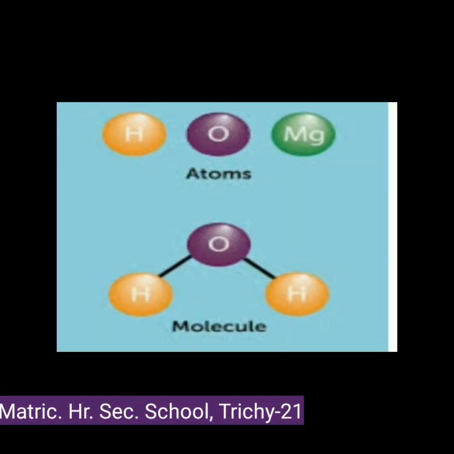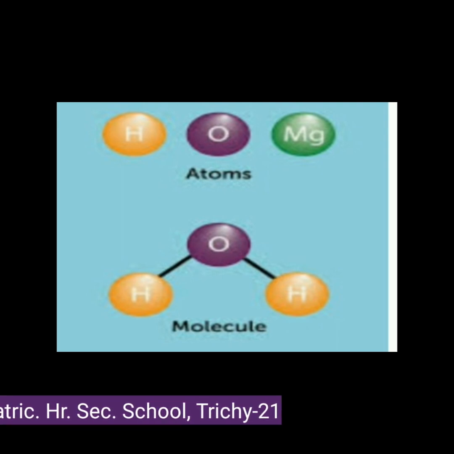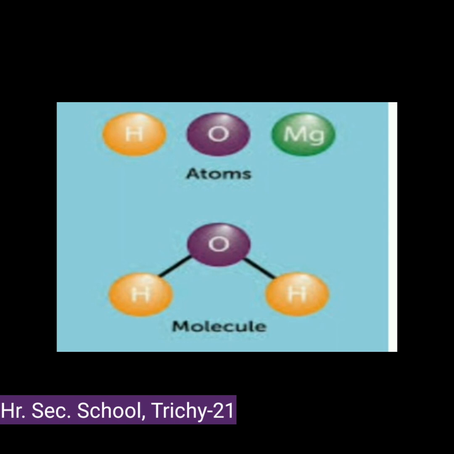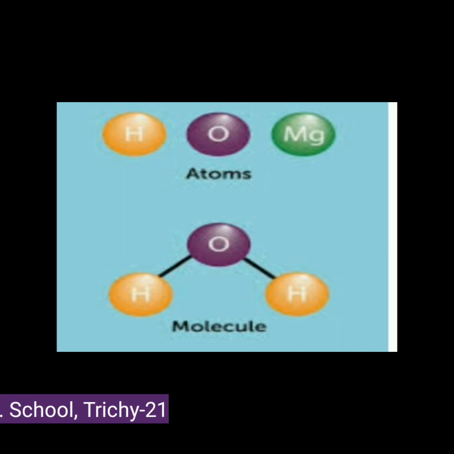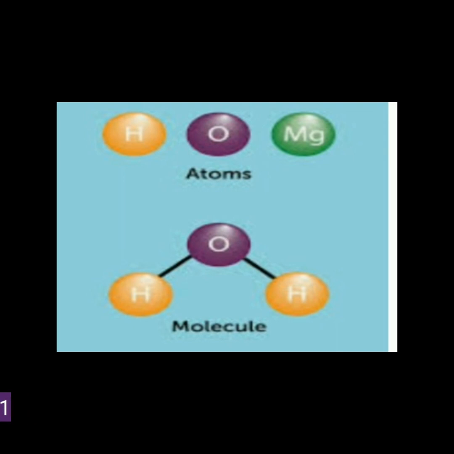So an atom is the smallest unit of an element. For example, hydrogen, oxygen and magnesium. A molecule is the smallest unit of a pure substance. That means a molecule is made up of two or more atoms chemically combined. Then hydrogen and oxygen combine to form water molecules.